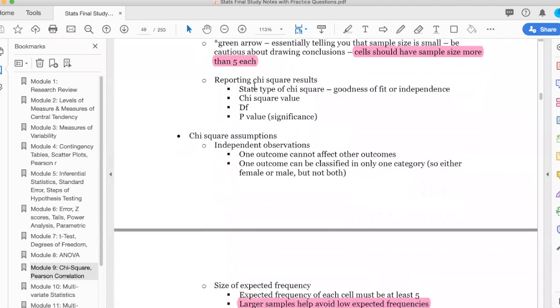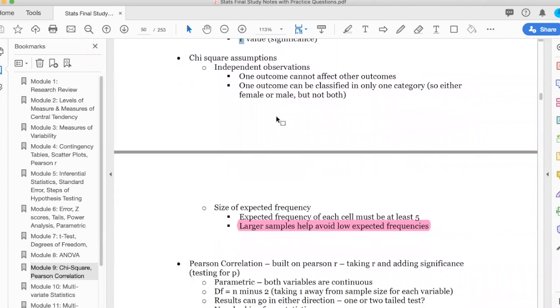But anyway, in order to report it, did I do a test of goodness of fit or a test for independence? What was the calculated test statistic? What was the degrees of freedom? And then what was the p-value? Same thing that you do with every other test, okay?